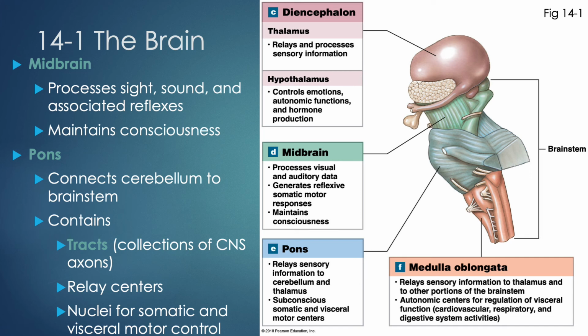The pons is just inferior to the midbrain, and it's kind of sticking out a little bit anteriorly. And the pons will connect the cerebellum to the brainstem, and it's going to contain tracts, which are just collections of central nervous system axons. It also contains relay centers for information, and nuclei for somatic and visceral motor control.